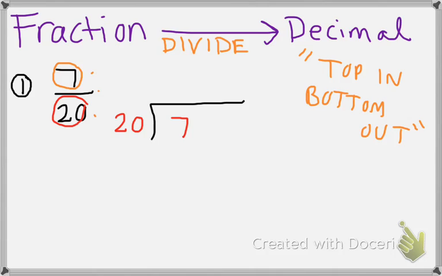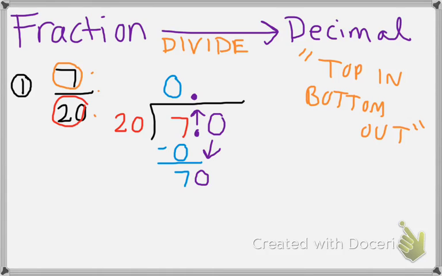How many times does 20 go into 7? None, so we put a 0. 0 times 20 is 0. 7 minus 0 is 7. Now there's nothing left to bring down, so we have to add two things. First we add a decimal. We bring the decimal up in our answer always. And then we also have to add a 0, and that 0 needs to come down. So the decimal goes up, the 0 comes down.